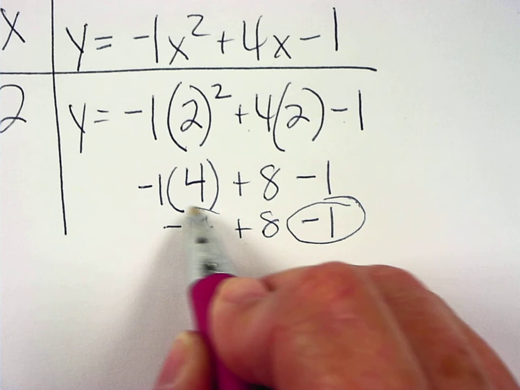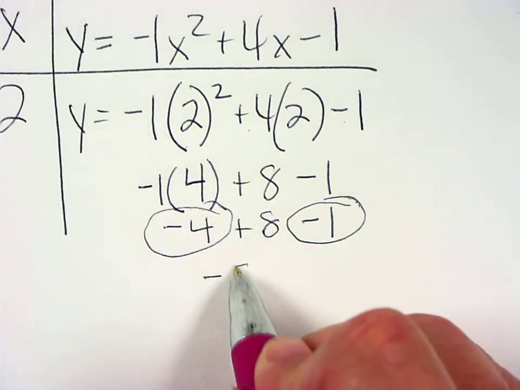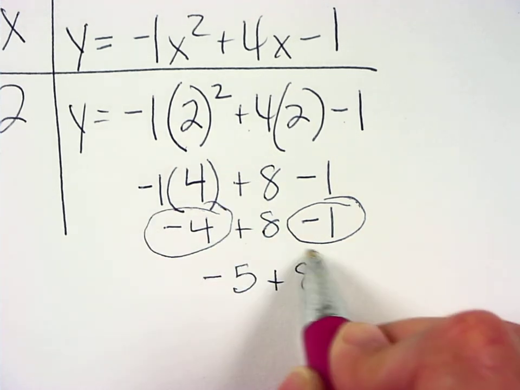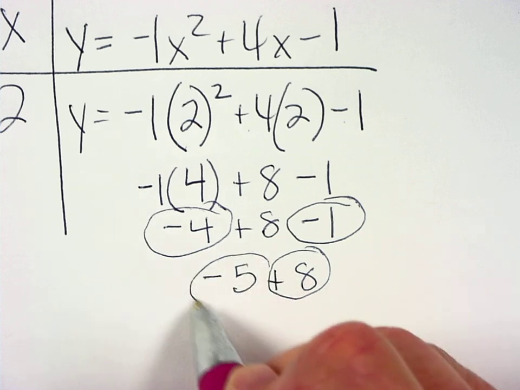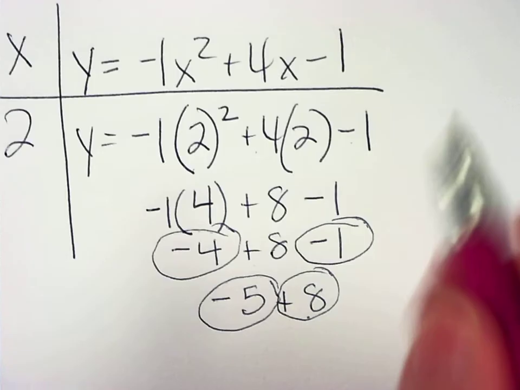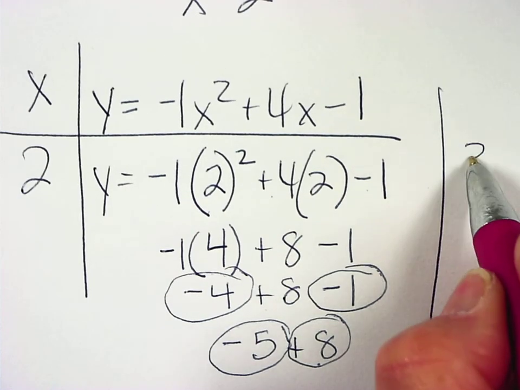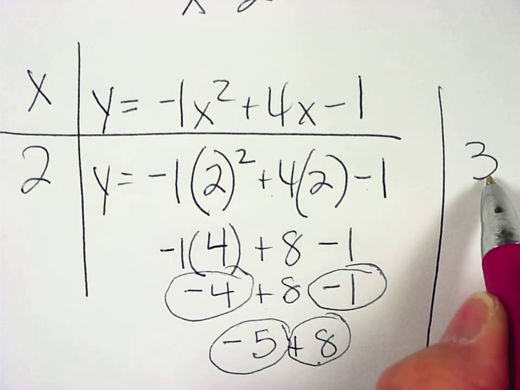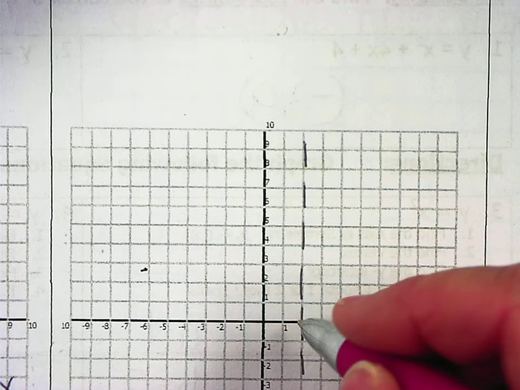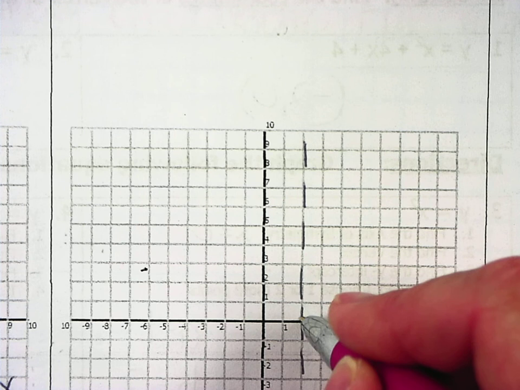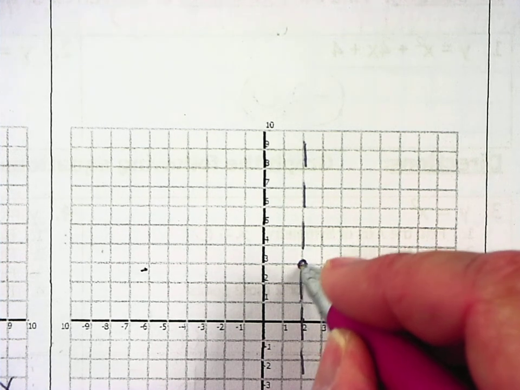Put all my negatives together. I have 5 negatives and 8 positives. I have more positives than negatives. I have 3 extra positives left. So my vertex is (2, 3). There's my vertex.